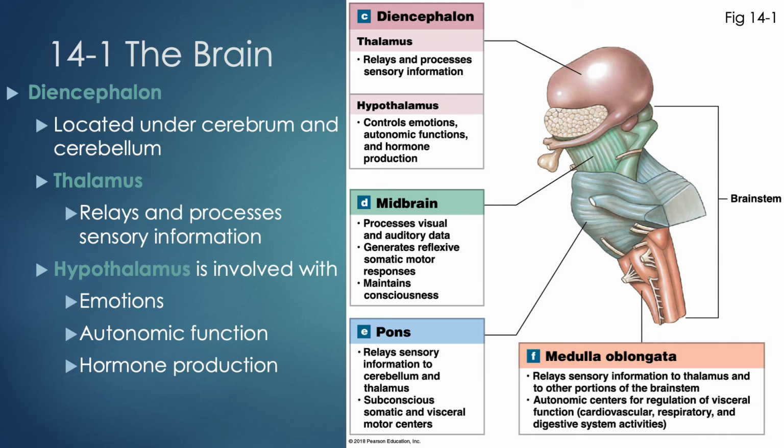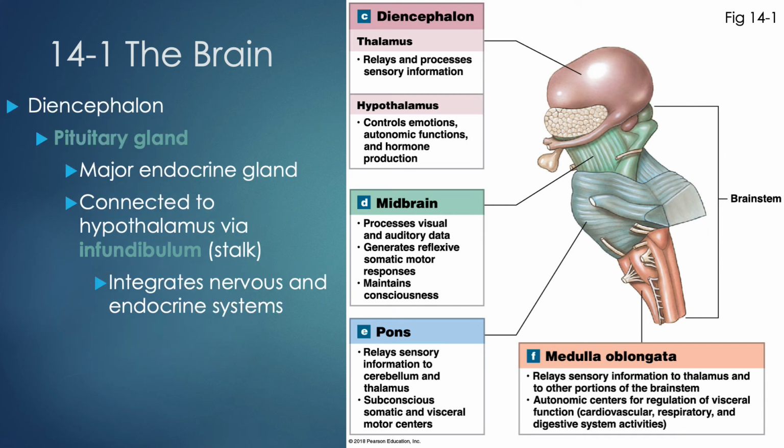Inferior to the cerebrum and anterior to the cerebellum is the diencephalon. So the diencephalon is a region of the brain that contains both the thalamus and the hypothalamus. The thalamus is important for relaying and processing sensory information, and the hypothalamus has responsibilities for emotion, autonomic function, and hormone production.